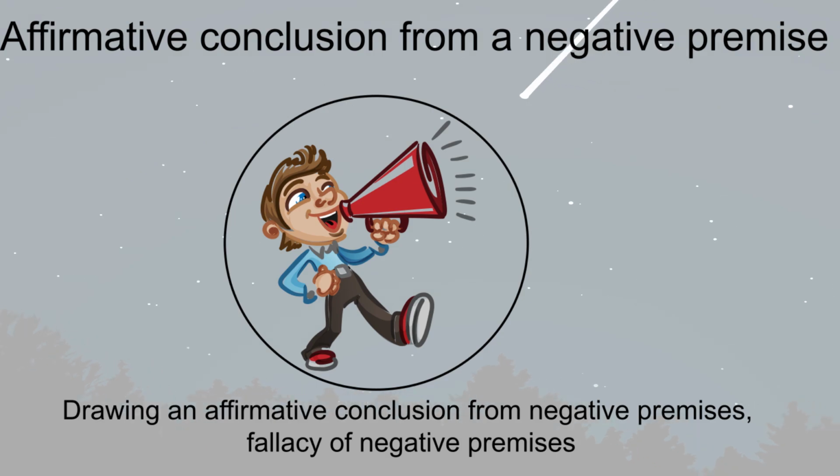Affirmative conclusion from a negative premise. Drawing an affirmative conclusion from negative premises. Fallacy of negative premise. Example, we don't watch TV. People who watch TV don't understand knowledge, therefore we are knowledgeable.